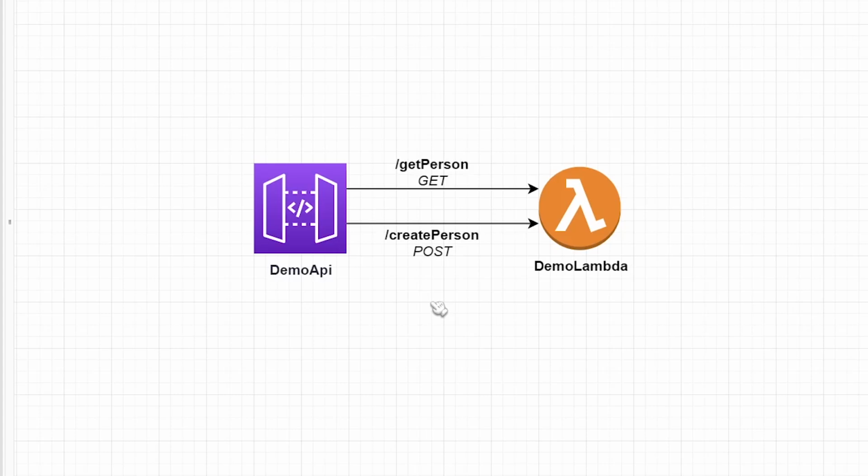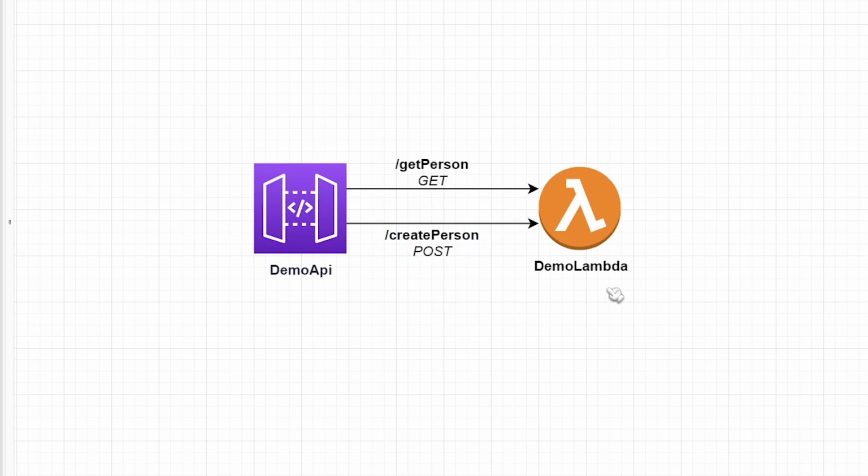Hello everyone. In this video, I'm going to show you how to create a HTTP API using API Gateway in AWS. We're going to be creating two routes for our API. The first one is called getPerson, and that's going to be a GET API. And the second one is going to be called createPerson, and that's a POST API.